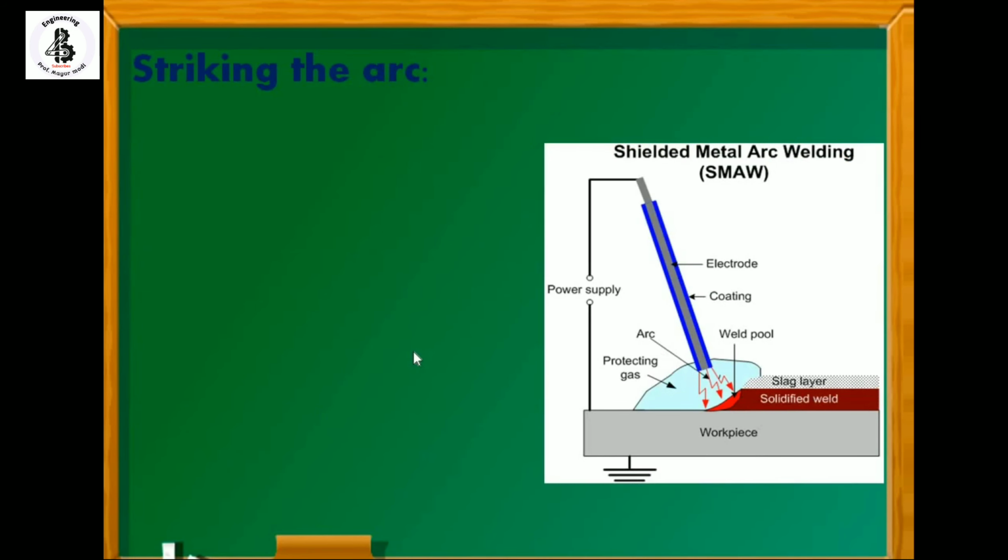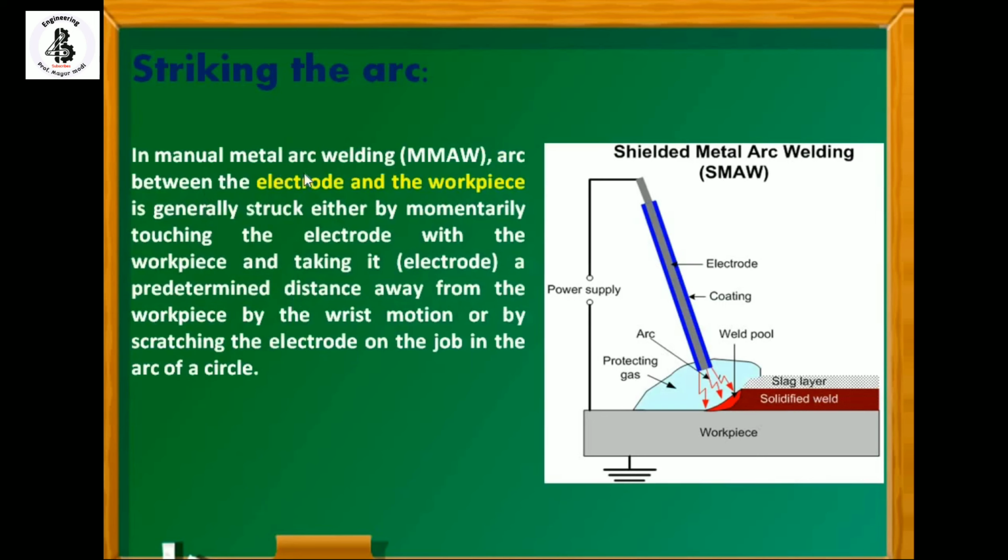Now, striking the arc. In the manual metal arc welding process, or MMAW, the arc between the electrode and workpiece is generally struck either by momentarily touching the electrode to the workpiece, or by holding the electrode a predetermined distance away from the workpiece with wrist motions, or by scratching the electrode onto the workpiece in an arc of a circle. That will be the methodology for making a joint on the workpiece materials.